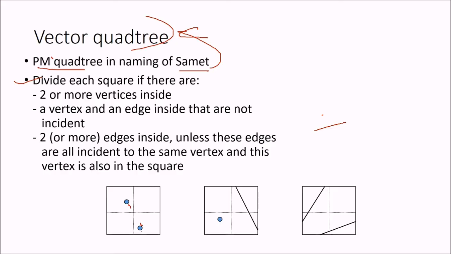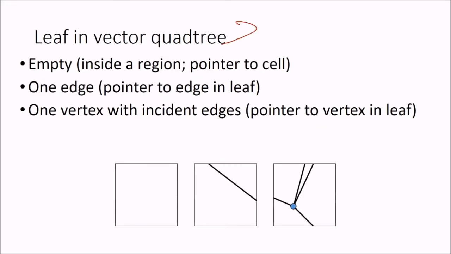We divide each square if there are two or more vertices inside, a vertex and an edge inside that are not incident, or two or more edges inside unless these edges are all incident to the same vertex, and this vertex is also in the square. And what about the leaf in a vector quadtree? It is empty, a region pointed to a cell. We can have one edge that is pointed to by a leaf, or we can have one vertex with incident edges, so this is a pointer to a vertex in the leaf.